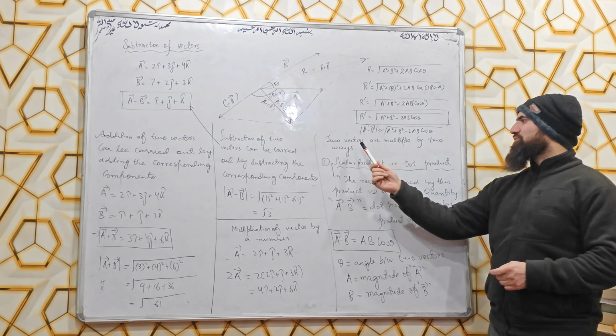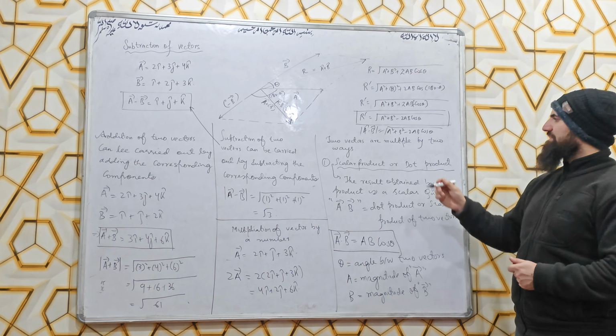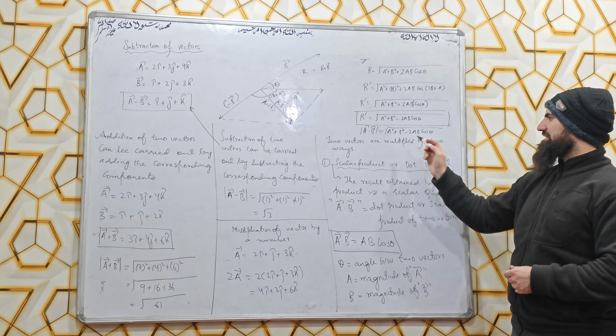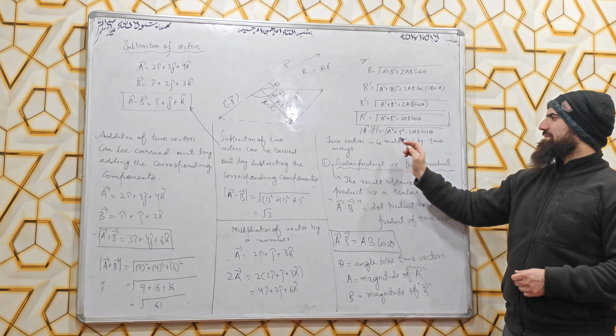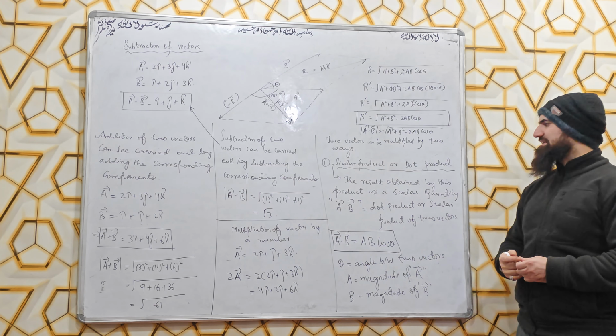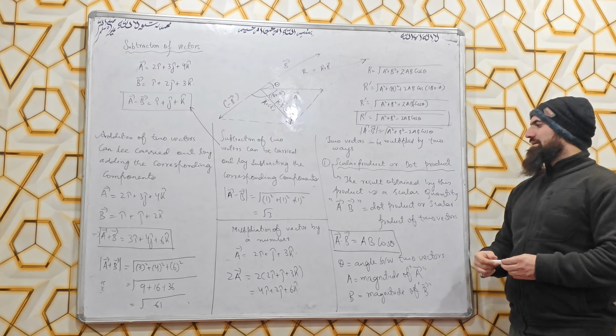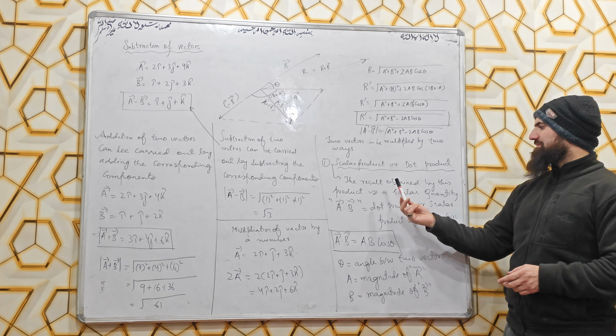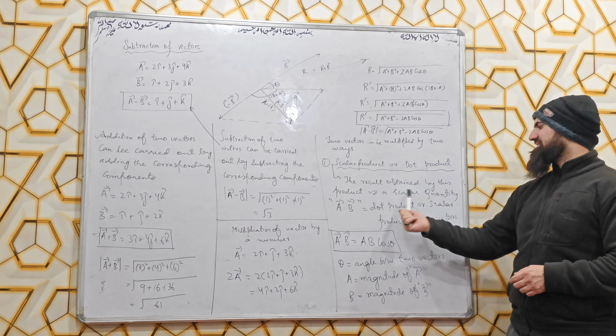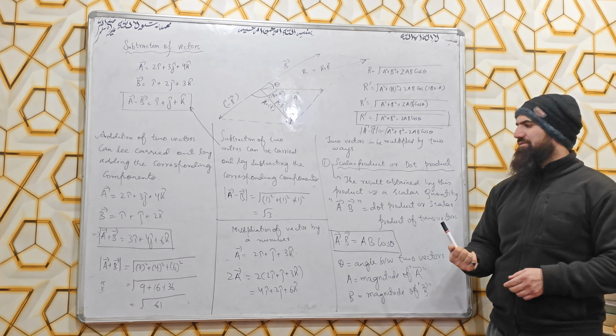Then we have got one more thing. Two vectors can be multiplied by two ways. One is by the scalar product or dot product, and second is the vector product or the cross product. Scalar product, the result obtained by this product is a scalar quantity, that's why it's known as scalar product.